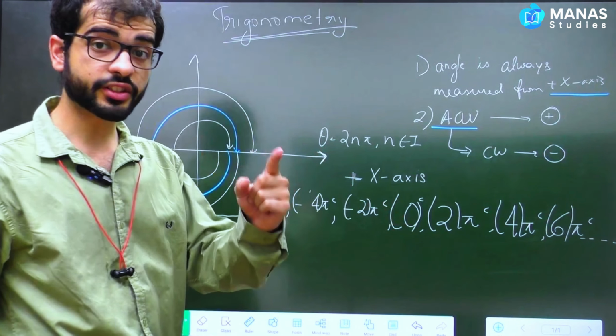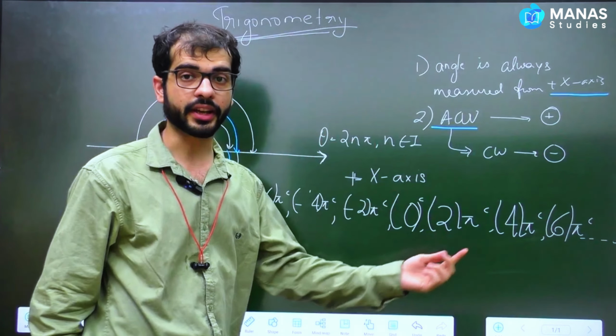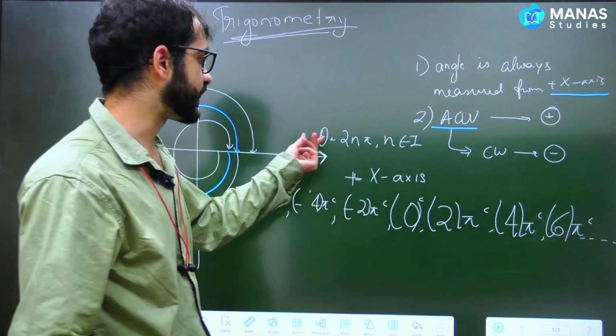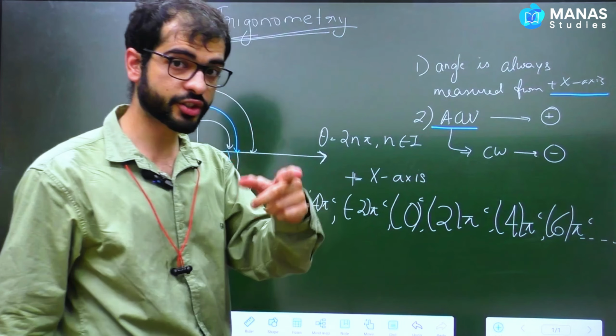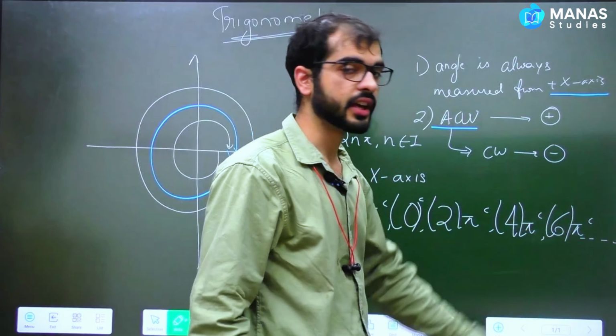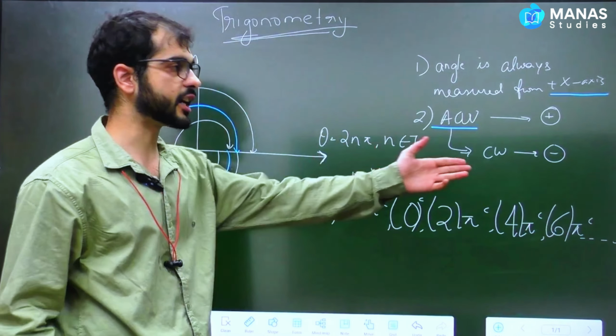If I put n equals to 1, then theta becomes equal to 2 pi. If I put n equals to 2, then theta becomes 4 pi. If I put n equals to 3, then theta becomes 6 pi. If I put n equals to 4, it becomes 8 pi and so on.